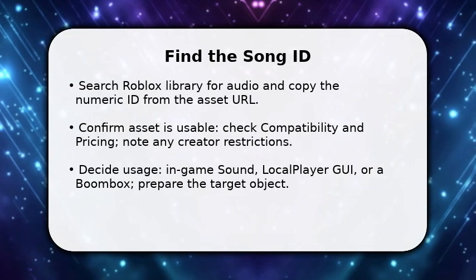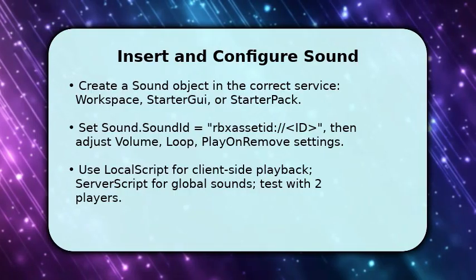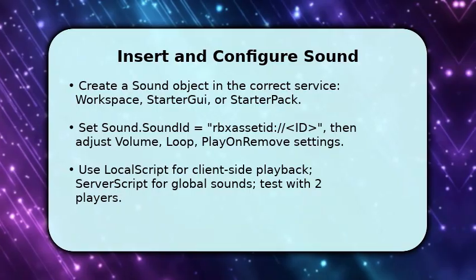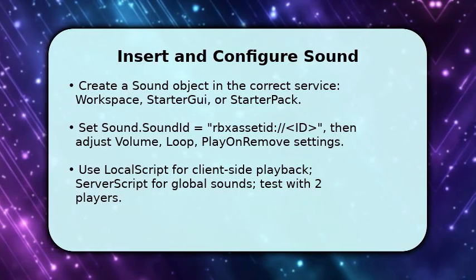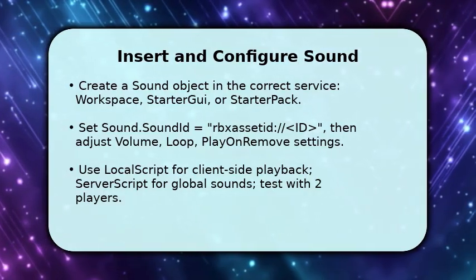Now you insert the sound and wire up the ID. In Studio, add a sound to the chosen parent and set the Sound ID to rbxassetid:// plus your number. This tells Roblox where to load audio. Then adjust properties like volume, loop, and roll off so the sound behaves correctly.